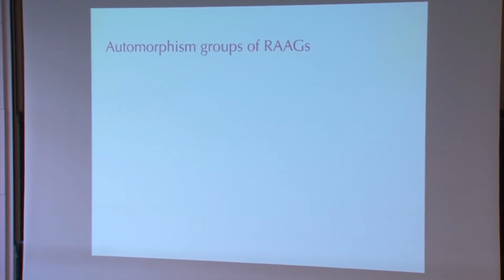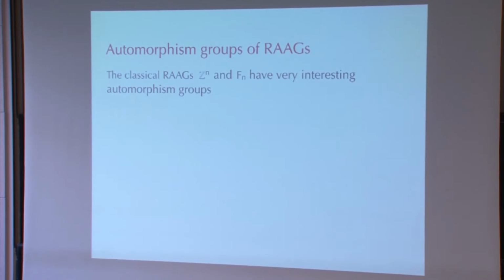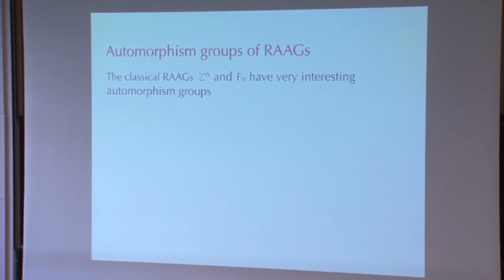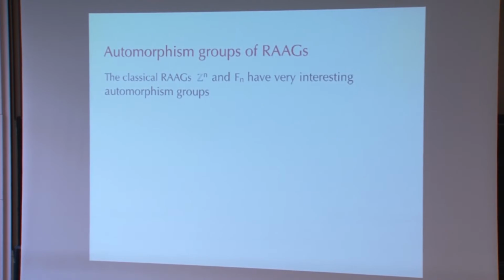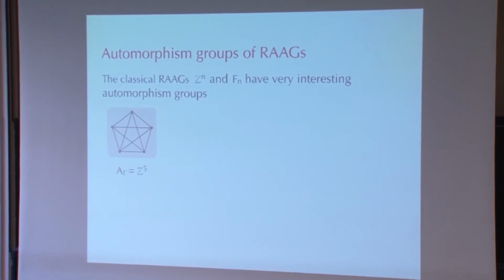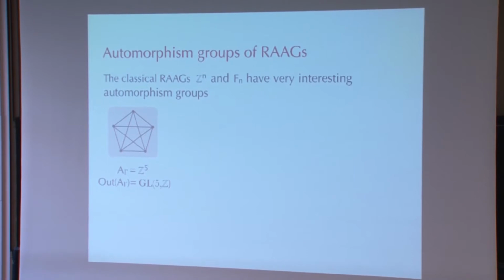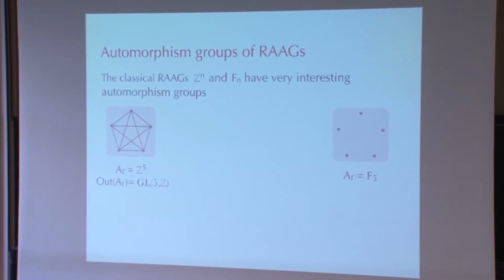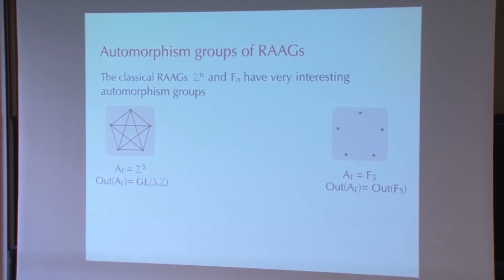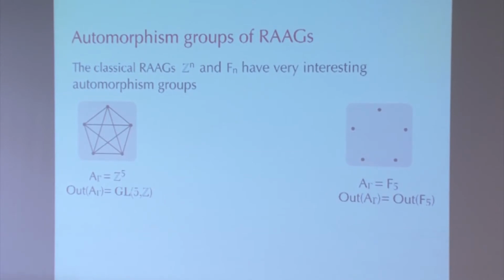So RAAGs have been in the news a lot. They've been around in geometric group theory for a long time. The classical ones, the ones you start with on either end, like Z^5, have a very interesting automorphism group, namely GL_5(Z), or GL_n(Z) in general. And free groups have really interesting automorphism groups, the automorphisms of free groups. I'll be mostly concerned with the outer automorphism groups.